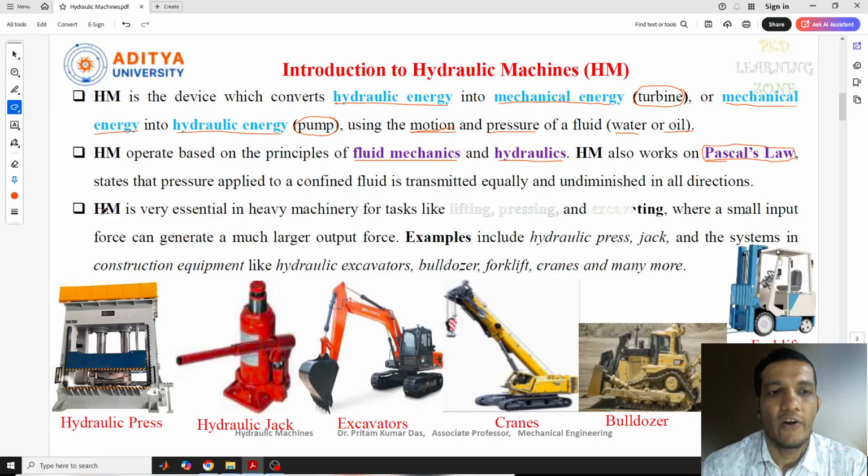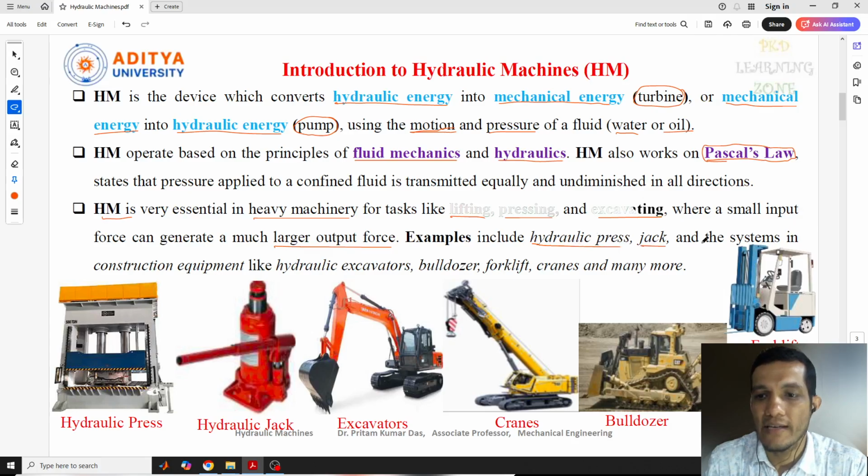This hydraulic machine is very essential for heavy machinery items. For what purpose? For lifting, pressing or excavating, where we can give a small amount of force and generate a much larger force at the output. That means if you give less force, it will generate a larger output force.